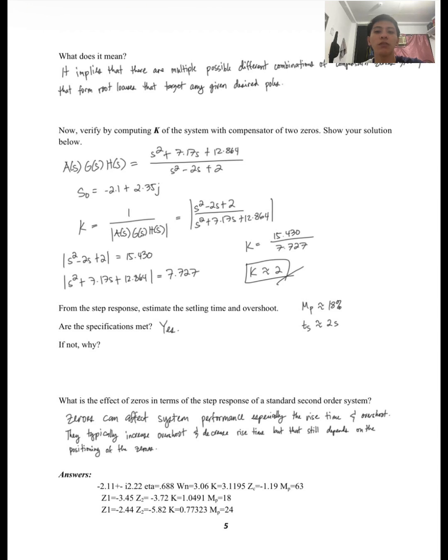It was observed that adding zeros can improve transient response characteristics such as overshoot and settling time. Overall, the experiment demonstrated how root locus design and compensators are essential in achieving stable and well-performing control systems.